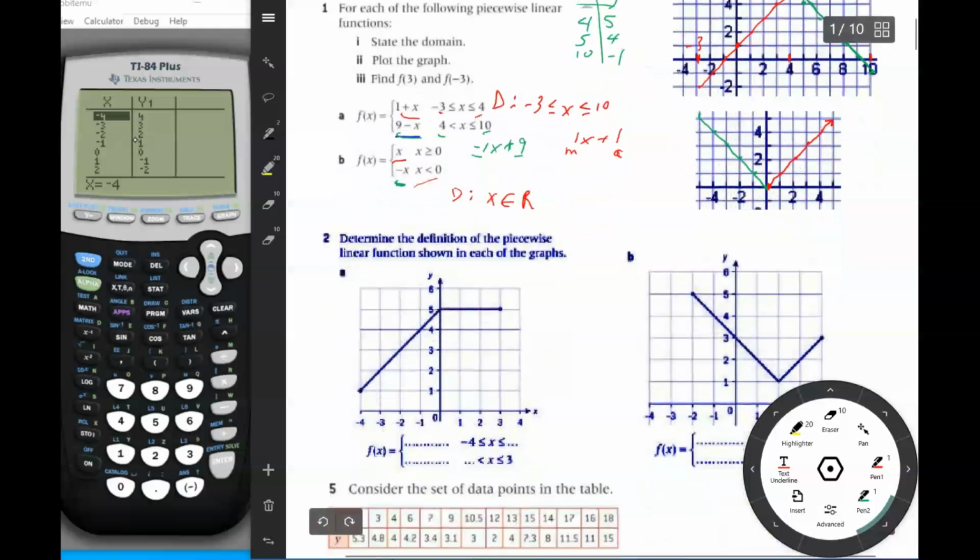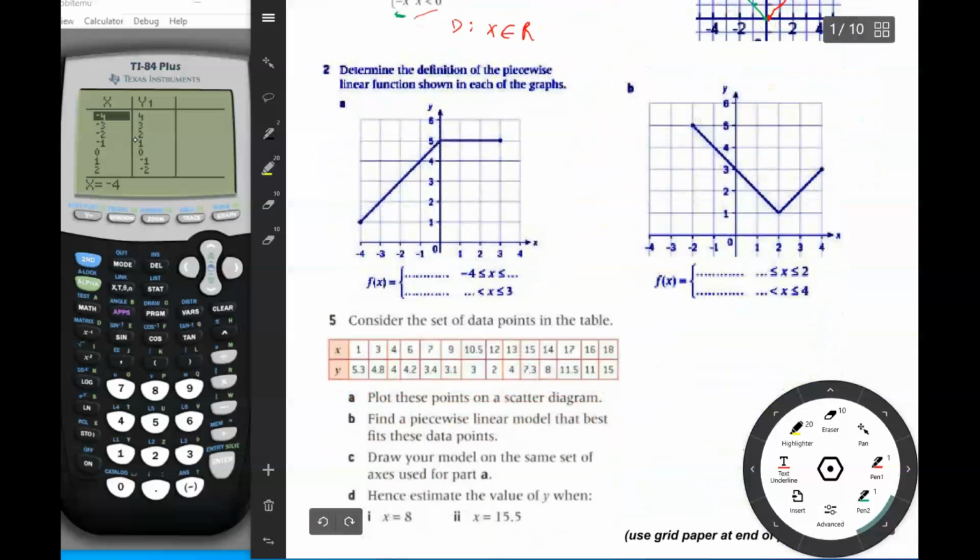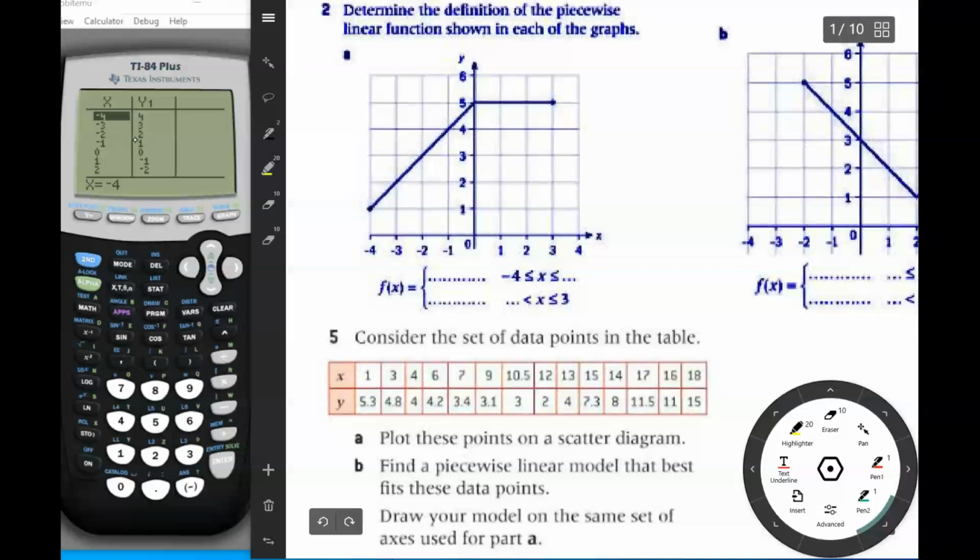Let's go to the next one. Now in this one, they're doing the opposite. They're giving us the function's graph, and we're going to figure out how to write the function. So let's see, for this function in part A, part of the graph is from negative 4 to 0. So that would be this part here, right? And what is the equation of this line?